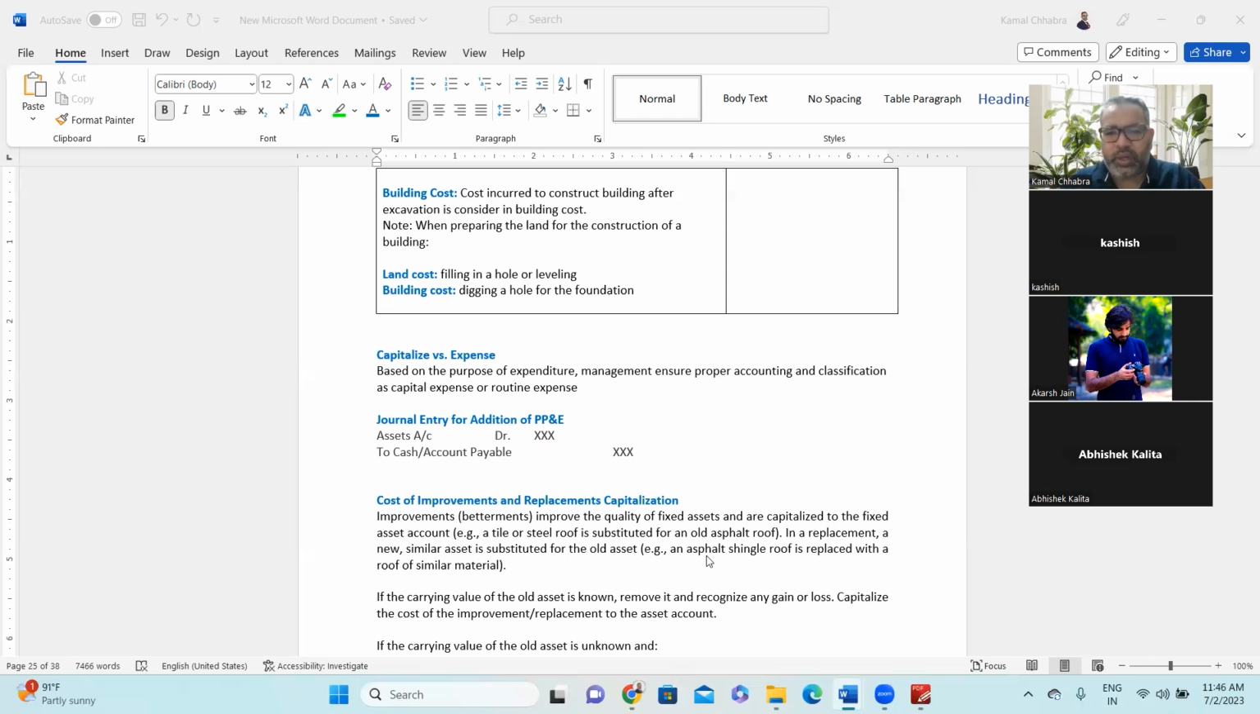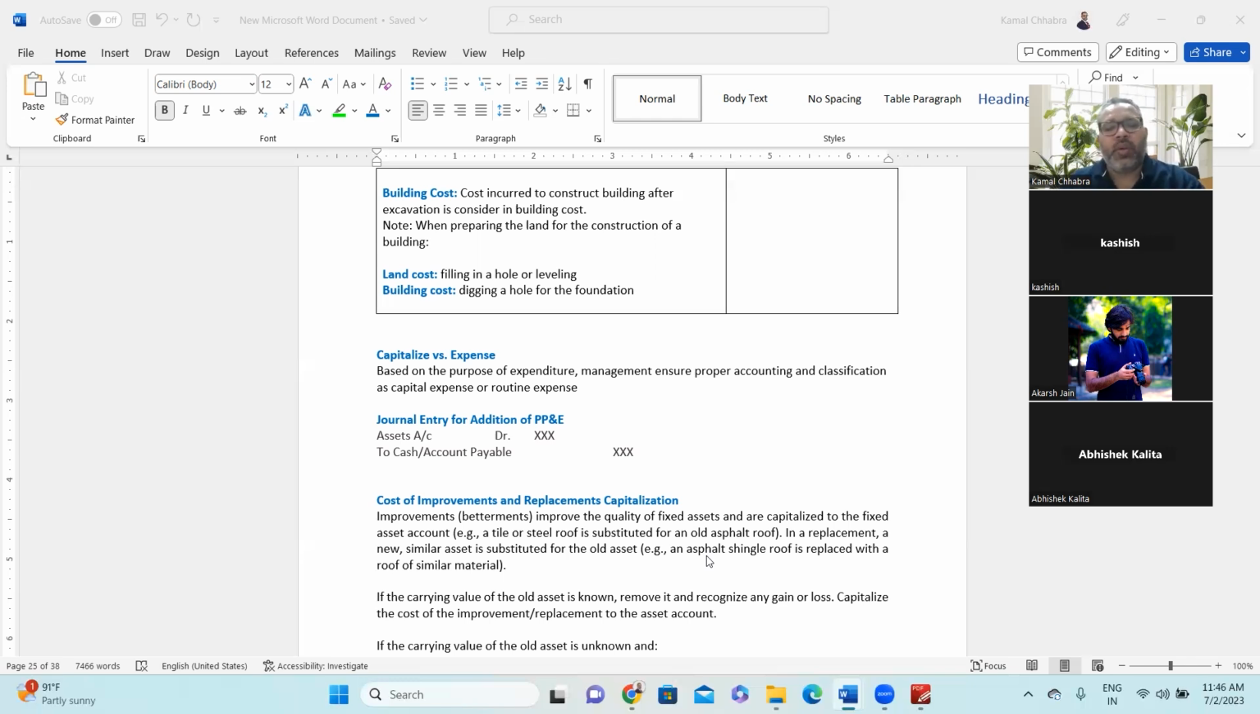Yes, right? If it is a capital nature of expenditure, then you will be adding that cost to the fixed assets. But if it is revenue nature of expenditure, it will go directly to the profit and loss account. So if it is a capital nature of expenditure which you have incurred, then you will be making a journal entry: asset account debit to cash, bank, or maybe accounts payable.